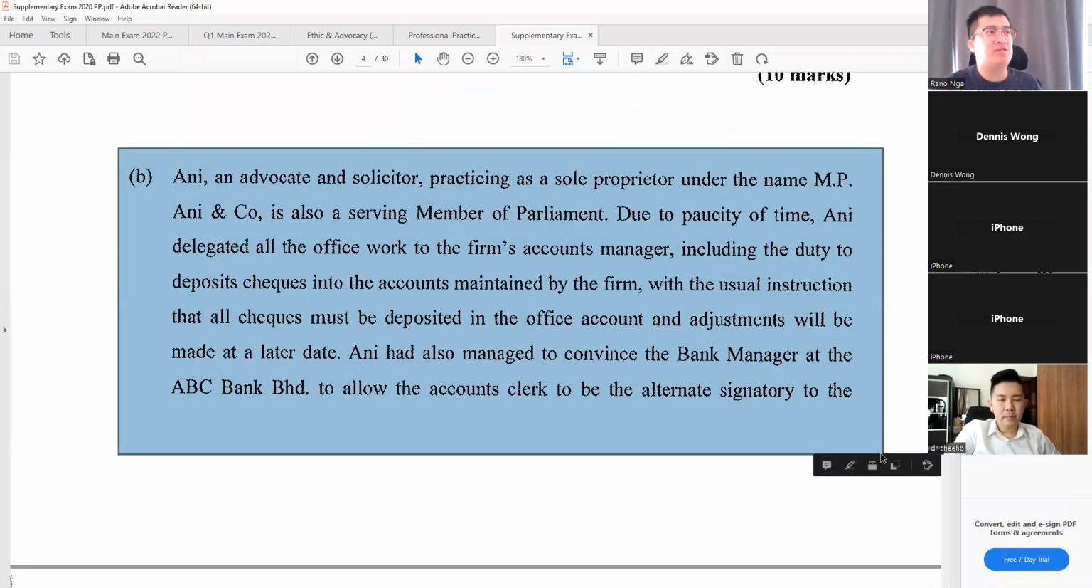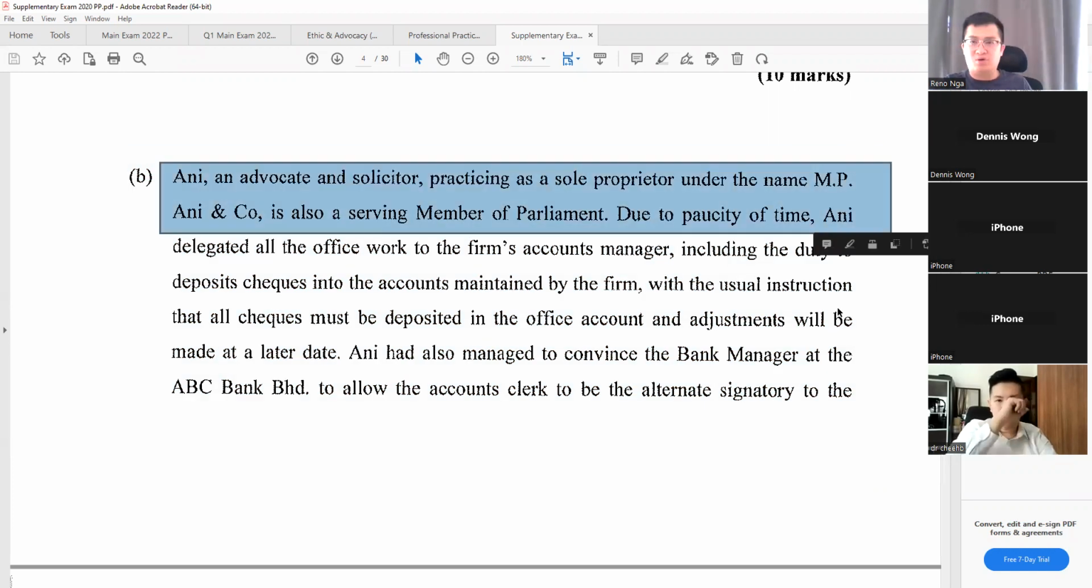An advocate and solicitor practicing as a sole proprietor under the name of MP, ANI, and Co. So when they say it's a sole proprietor, then pursuant to Rule 7A, by right it should be the sole proprietor, the lawyer. It's also serving as a member of parliament. So again, those smart students will know. Member of parliament. So the question is, can a member of parliament also become an advocate and solicitor?